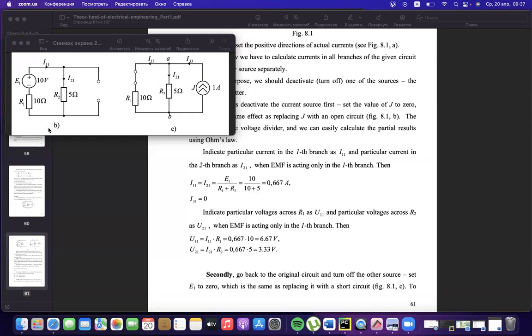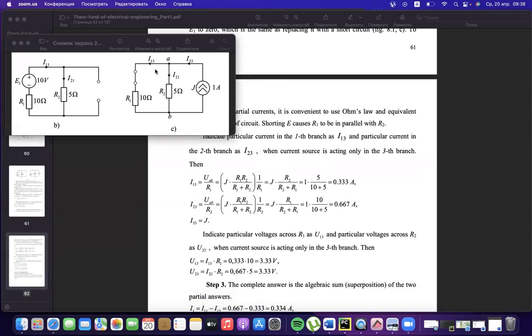After finding current in case number B, we can find voltages just as multiplication of current and resistivity from Ohm's law. And we see that these 10 volts in circle number B divide as 6.67 and 3.33 volts between 2 resistors in the left part of the circle. It is the first partial model.